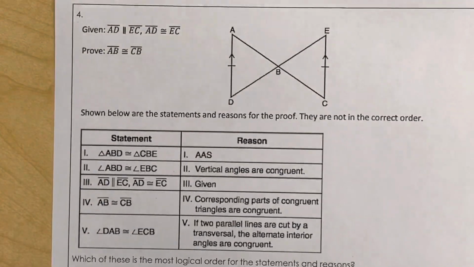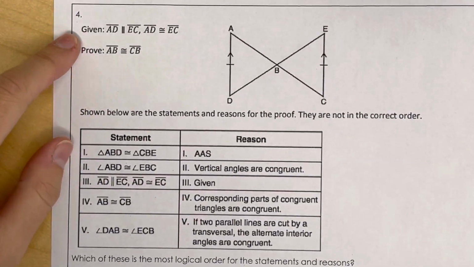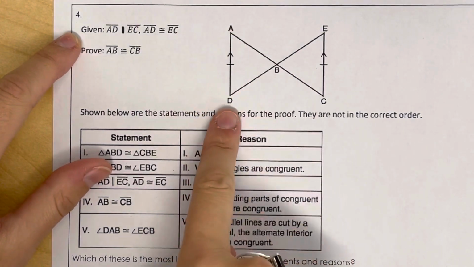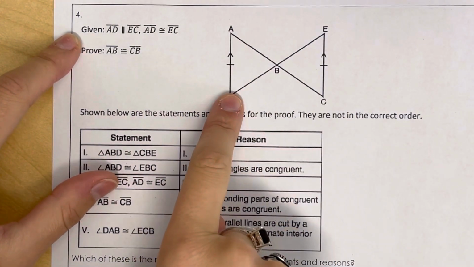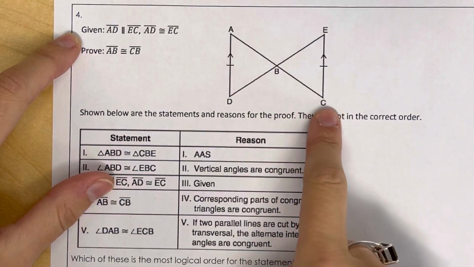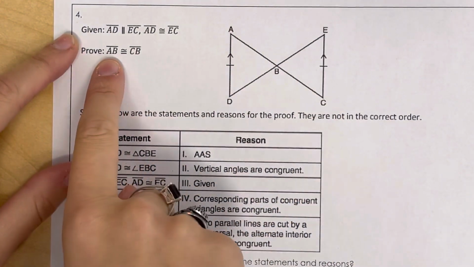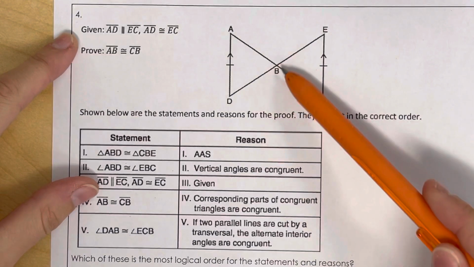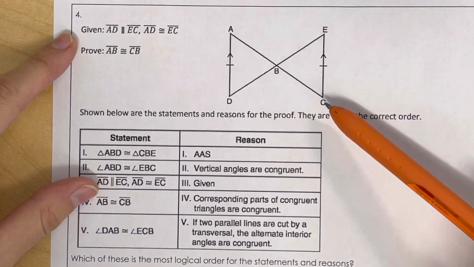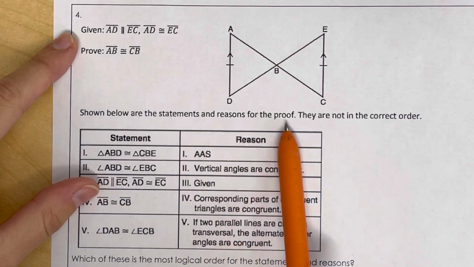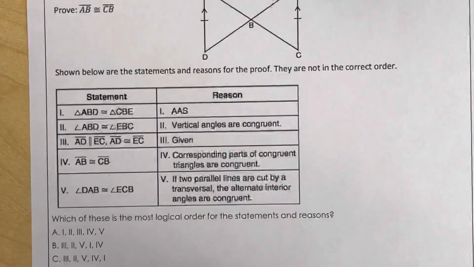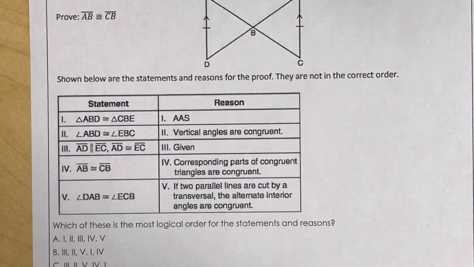Okay, number 4. You are given that AD is parallel to EC and segment AD is also congruent to segment EC. We want to prove that segment AB is congruent to segment CB. So it says, shown below are the statements and reasons for the proof. They are not in the correct order. Which of these is the most logical order for the statements and the reasons?